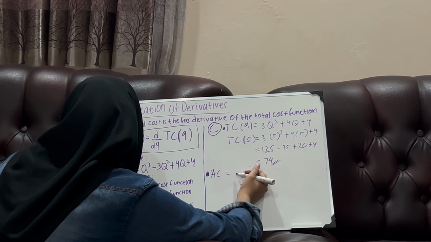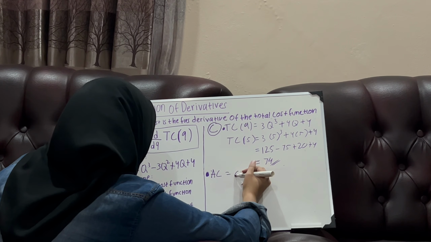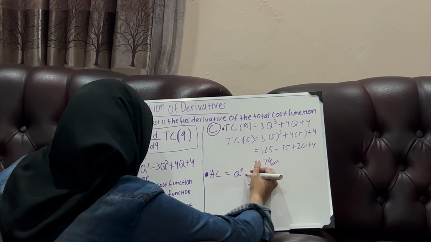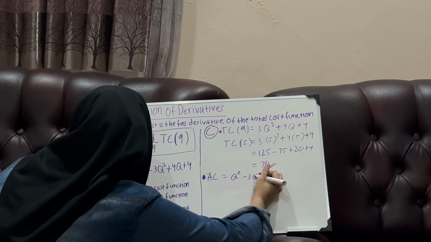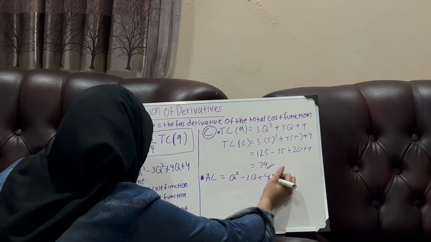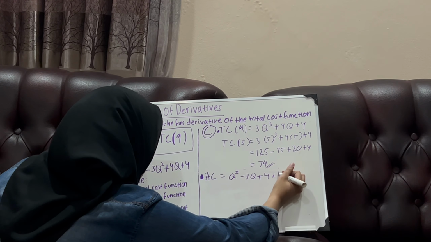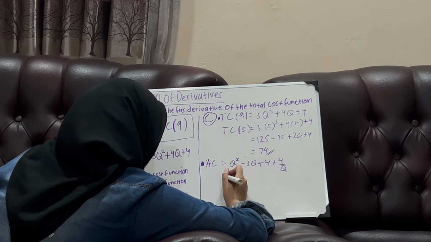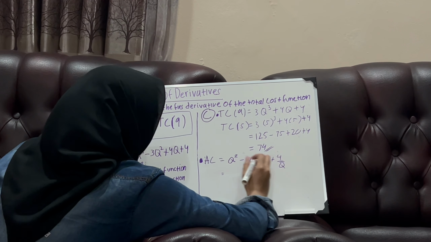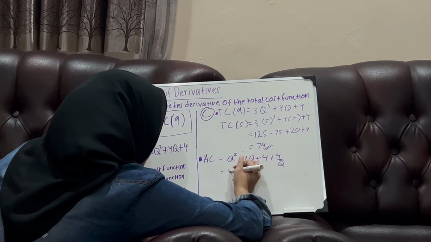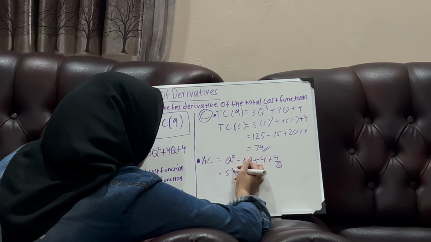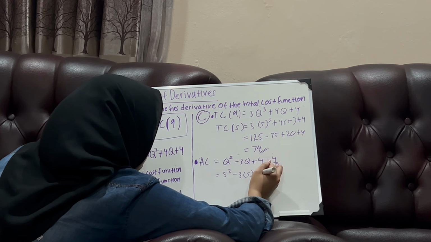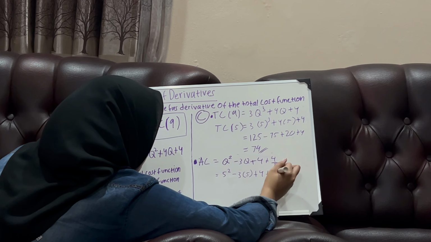IC equals Q squared minus 3Q plus 4 plus 4 per Q. We just have to change Q. 5 squared minus 3 times 5 plus 4 plus 4 per 5.